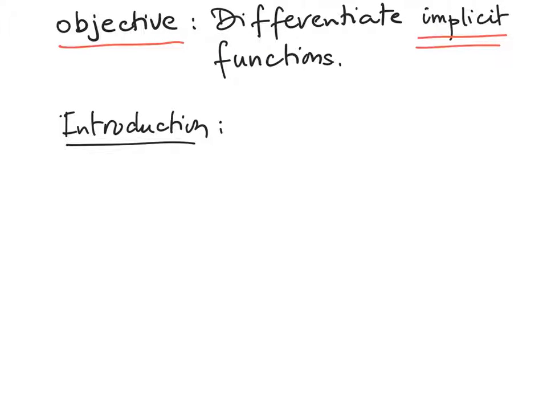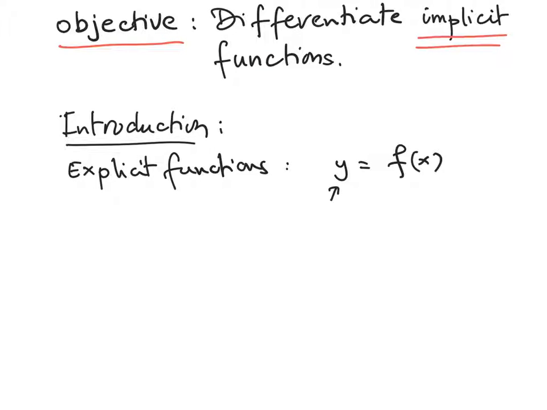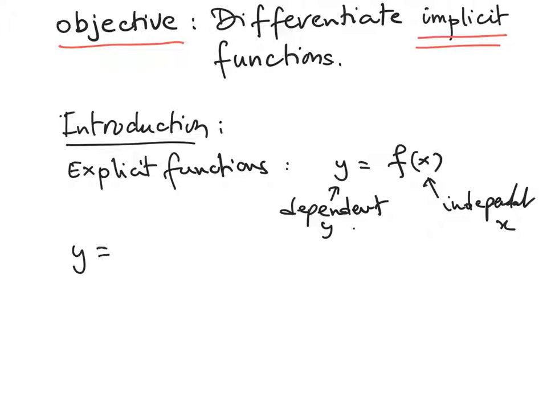The objective of this video is to differentiate implicit functions. We first introduce what we call explicit functions. Explicit functions are of the form y equal to f of x, y being the dependent variable and x being the independent variable. So on one side you have the dependent variable, on the other side you have an expression containing only the independent variable x. As an example, y equal x squared plus x minus 1.